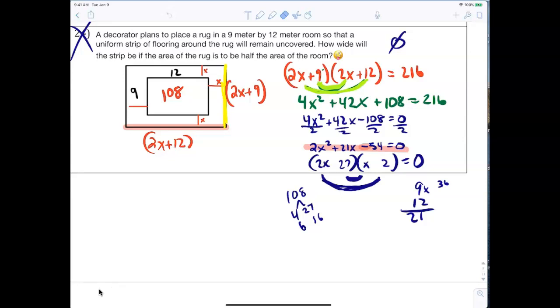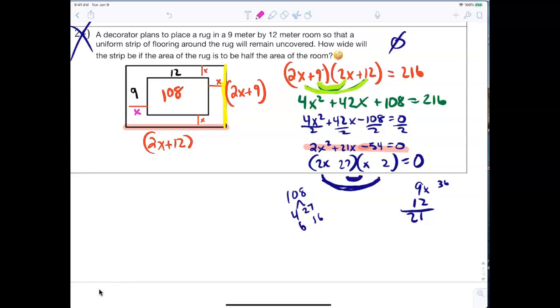All right, so it says a decorator plans to place a rug in a 9 meter by 12 meter room so that a uniform strip. So uniform strip just means this right here has the same width all the way around. All right? That's what that means. So all of them are x's.